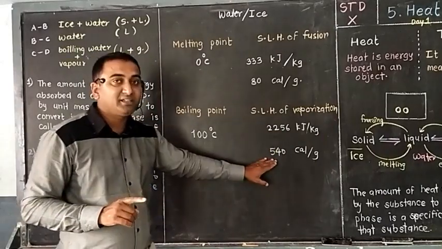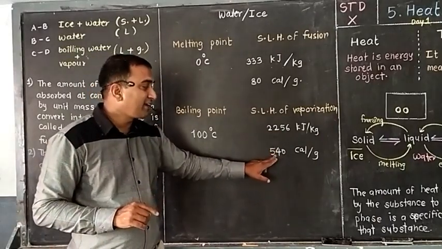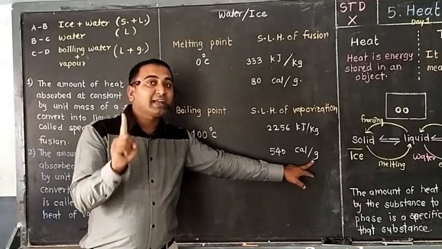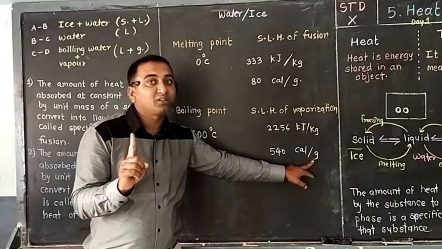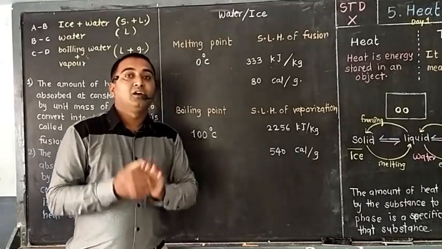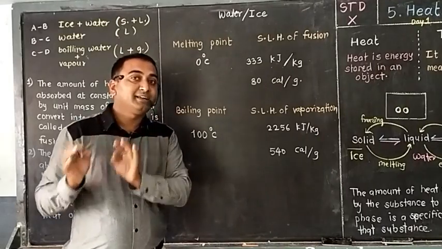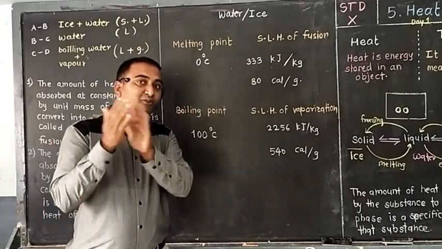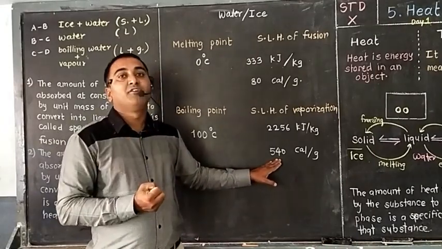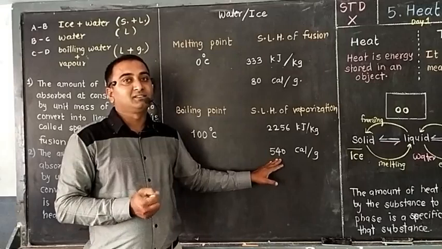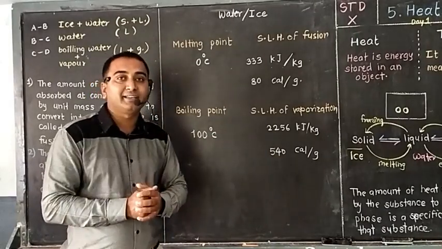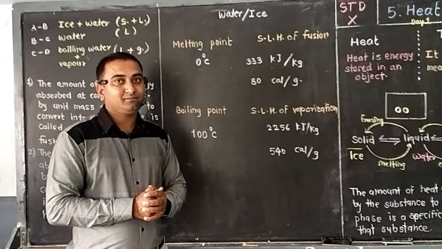So what about this one? It is in CGS. It is 540 calorie per gram. That means you have 1 gram of boiling water at 100 degrees Celsius, and you want to convert that into vapor at 100 degrees Celsius. That means a change in phase from liquid to gaseous, it will absorb 540 calories of heat, but the temperature remains at 100 degrees Celsius.